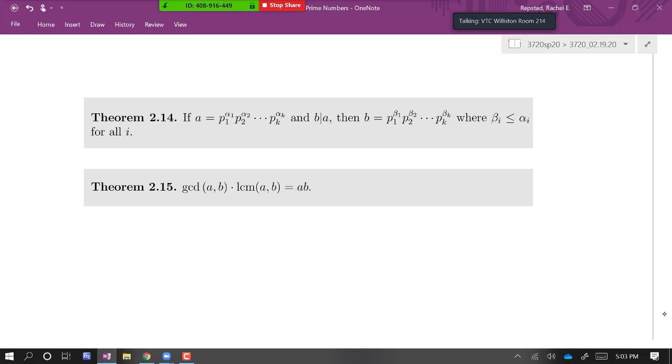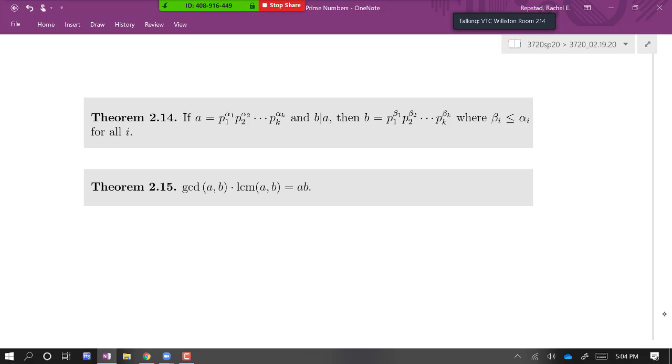And it's also possible that one of these betas could be 0. You don't have to have all the primes. If A has a factor of 2 cubed and B doesn't have any factors of 2, in this theorem, we would consider that to be 2 to the 0. So this just says if I know the prime factorization of A, then any number that divides A, I'm going to find just by selecting some of those primes. That's how I get any divisors of A.